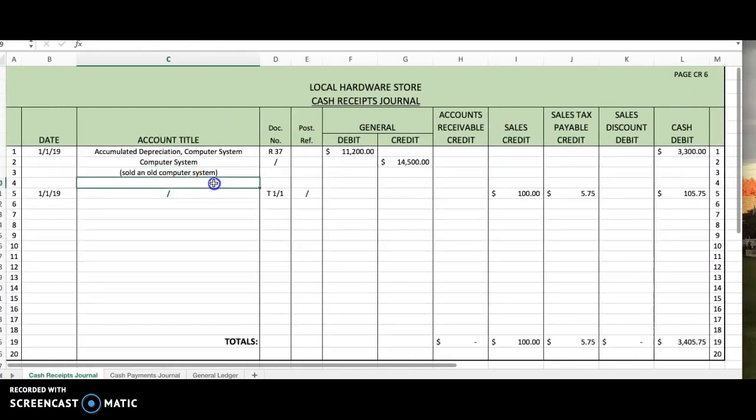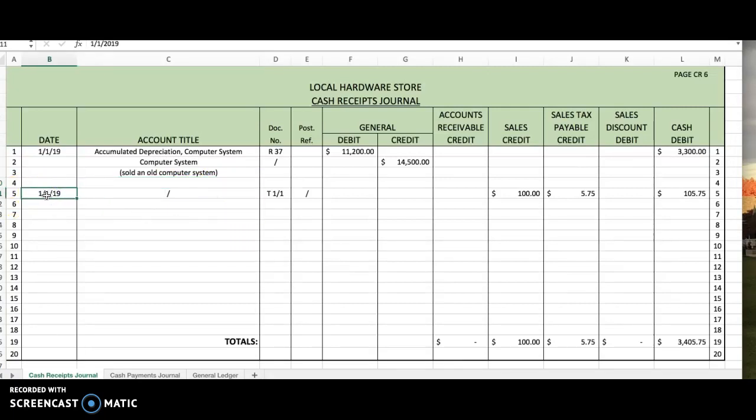Another thing that's sometimes done just to clarify things and to separate one transaction from another is to skip a line. So here you see a line skipped. On the same day, we have cash sales. Just to review, we don't need anything in the account title column. We don't need to post anything individually. The source document is a cash register tape with the date, January 1. And then we credit sales by whatever that amount is. And we have to credit sales tax payable. And the total of what we got for the cash sales for that day was $105.75.